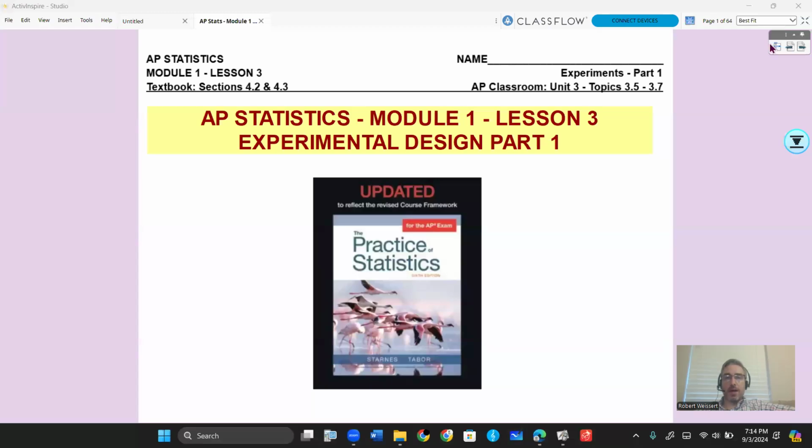If you're using the Practice of Statistics updated 6th edition textbook, you can find the material from that textbook in sections 4.2 and 4.3 that deal with this lesson. And if you're in AP Classroom, you'll find this stuff in Unit 3, topics 3.5 through 3.7. Let's begin.